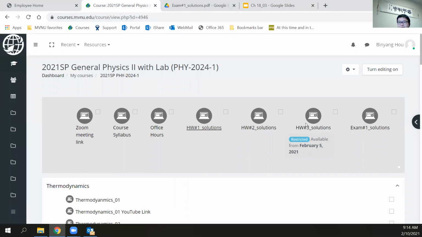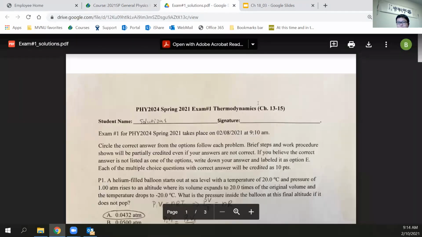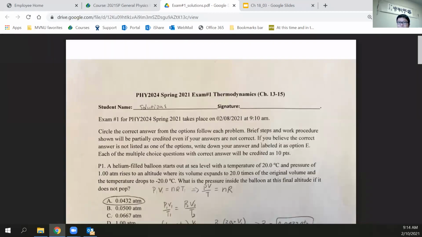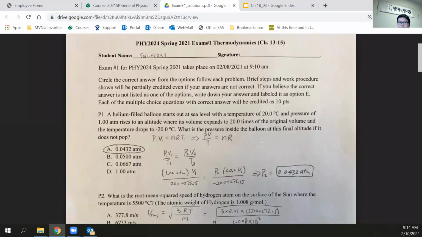It's up online on the Moodle page on top here. If you click on this one, it will direct you to the solution. So for the first one here, this is about the ideal gas law, at 2 different conditions.